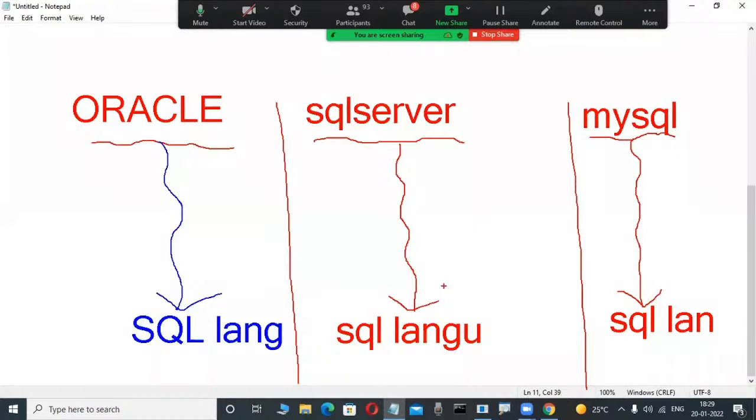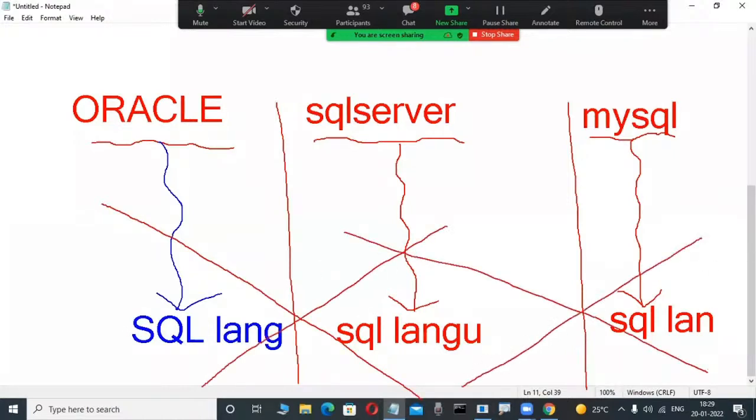Maybe some technical persons in our class are saying: are all these SQL languages the same or different? Very good. In our class, so many fellows are saying they are the same. That is 100% wrong. These SQL languages are different, not the same.